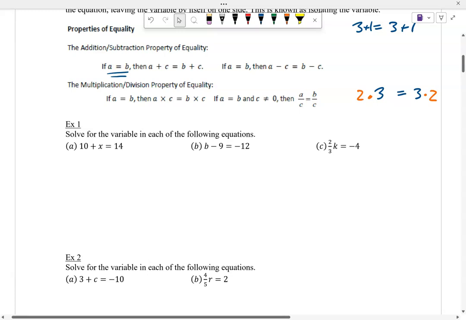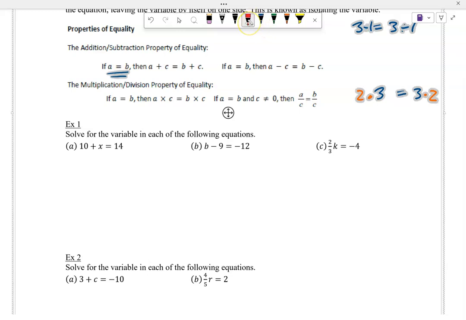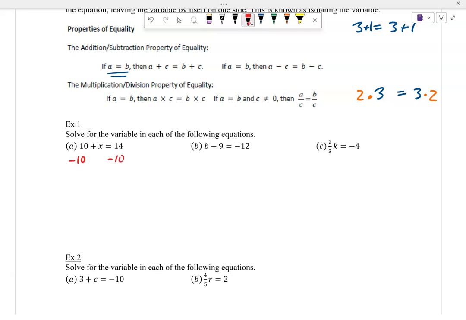If I have 10 plus x equals 14, I'm going to go ahead and do the opposite. This is a positive 10, so I'm going to subtract 10. If I subtract 10 from that side to isolate x, I got to subtract 10 from the other side. And of course, I would have 14 minus 10 gives me 4.